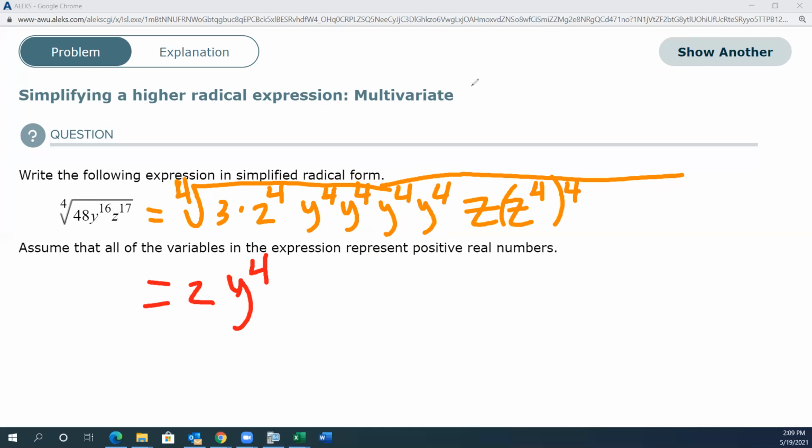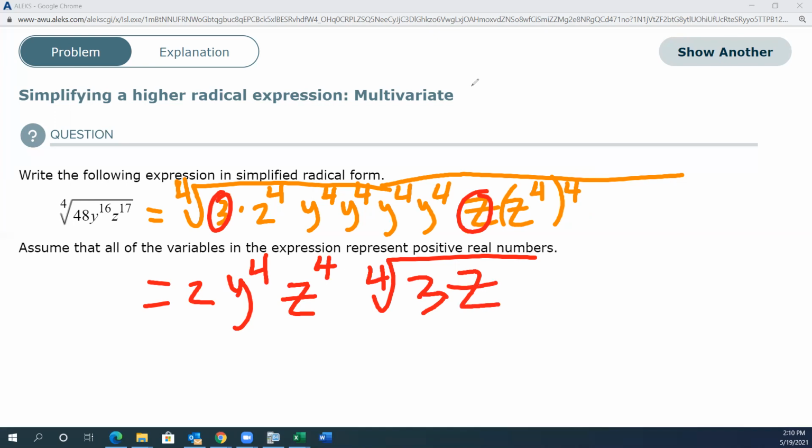By the same token, I've got 4 z to the 4ths. Oh, okay. So that's a complete set of z to the 4ths. So that can come out. And then what's left over? The 3 and the z. The z. Hang on, something important just happened.